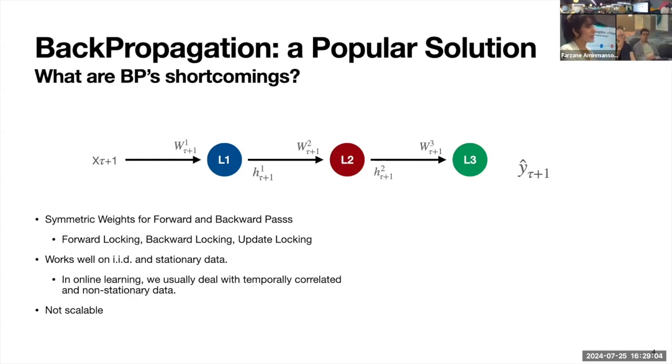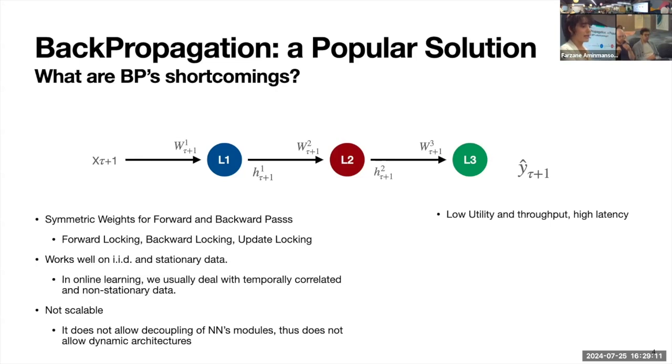Also, backpropagation prevents networks from scaling up or down easily. You cannot have dynamic architectures. And as I said, you get high latency because of all these waiting times. Also, you don't exploit the computational capacity of your system because of all of these ordered updates that you require. So you have low utility and also low throughput. And you also cannot deal with continuous time.